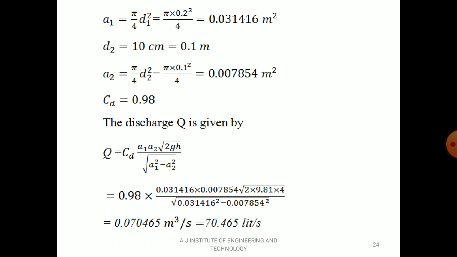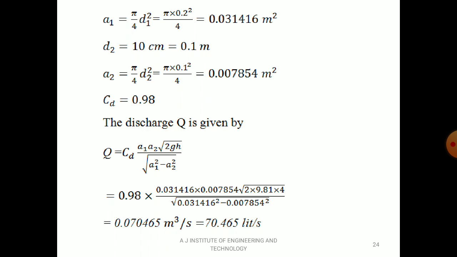So meter cube per second, 0.070465 meter cube per second. Like I told in the previous problem also, in some of the problems they are going to ask to find out the discharge in liter per second. So 1 liter is 10 to the power minus 3 meter cube. So to convert meter cube per second to liter per second, I have to just divide by 10 to the power minus 3.